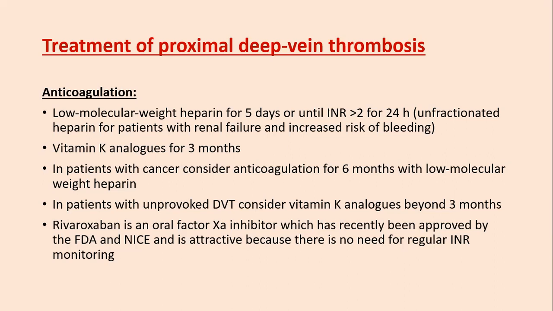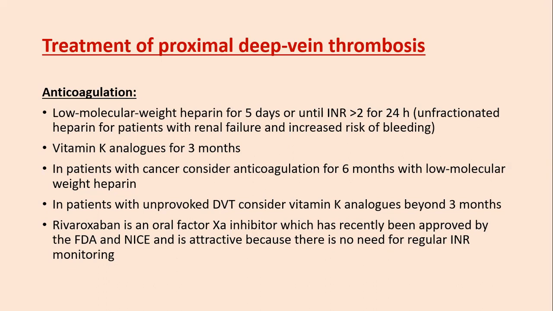As far as the treatment is concerned, for proximal deep vein thrombosis, the anticoagulants are the first and the foremost. Low molecular weight heparin for 5 days or until INR is more than 2 for 24 hours. Unfractionated heparin is given for patients with renal failure and increased risk of bleeding. Then vitamin K analogs for 3 months. In patients with cancer, consider anticoagulant for 6 months with low molecular weight heparin. In patients with unprovoked DVT, consider vitamin K analogs beyond 3 months.